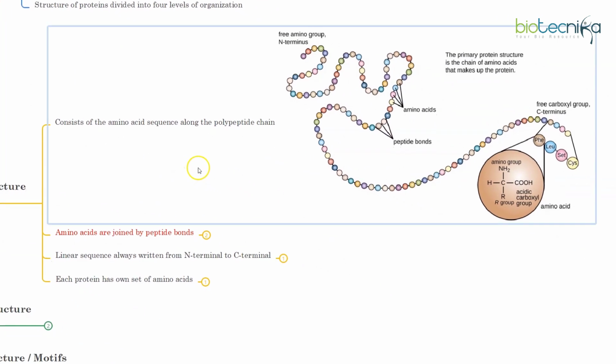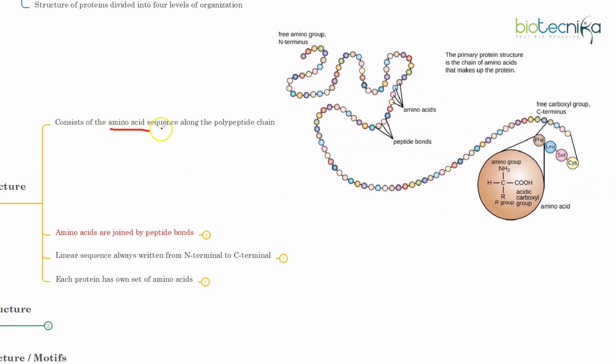So primary structure consists of the amino acid sequence along the polypeptide chain. As you can see, these are the amino acids which are joined by peptide bonds. When you have 2 amino acids, from the central carbon C alpha of one amino acid you will have this carboxyl group, and from another amino acid you will have this amino group. Now from this amino group, a water molecule will be coming out, or it will be lost.